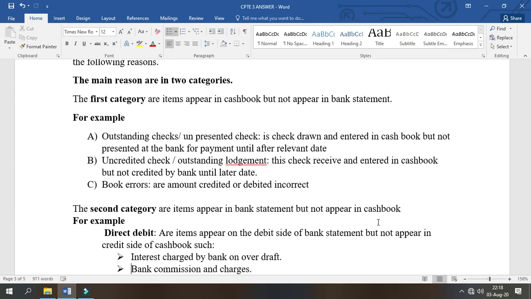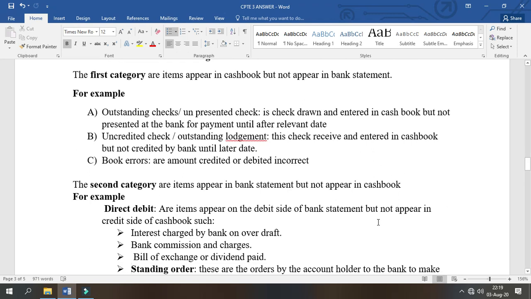So those commissions may be debited on the bank statement, but until the bank statement is sent to the customer, the customer does not record those bank commissions or charges. Bills of exchange or dividends paid are another example of items that appear on the debit side of the bank statement but not on the credit side of the cash book.